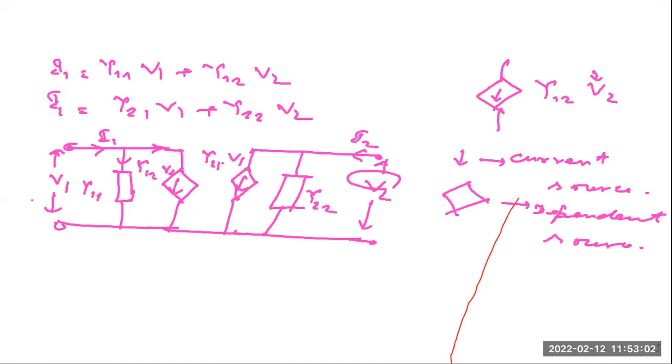So one thing is this dependent current source. This admittance into voltage is the current. So this is the source current I1. Now it has been distributed into two parts.